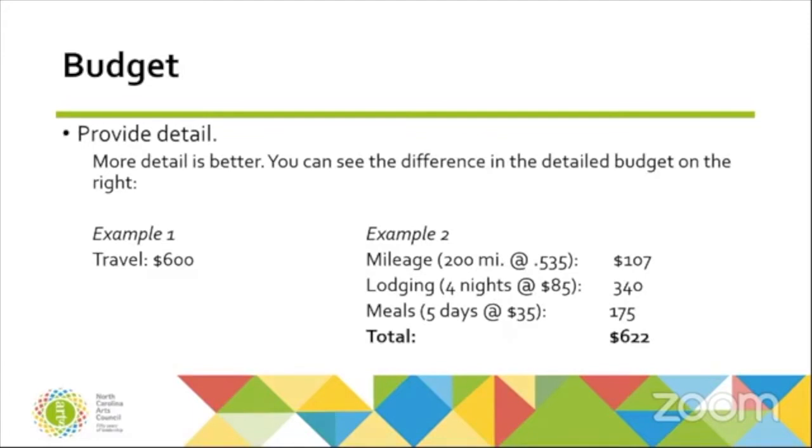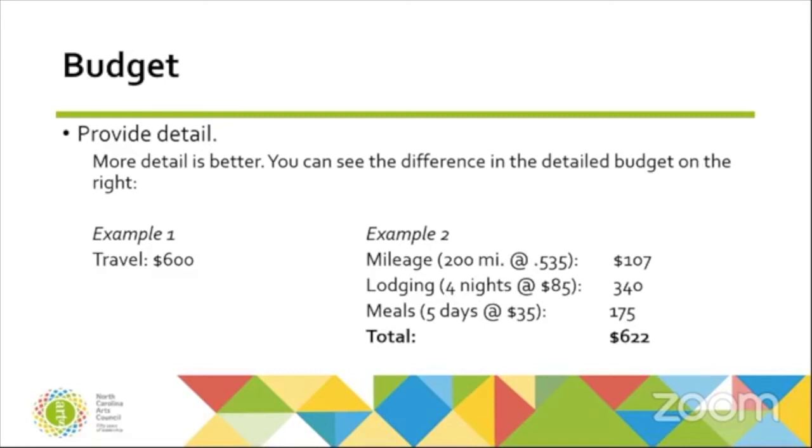So here's what I mean when I talk about providing more detail. These are two examples of travel budget. On the left, let's say someone fills out $600 for travel. The panelists could see this and see how you got to that point, that you probably did some calculations and you probably thought through what it might cost, but there's not much to back it up.